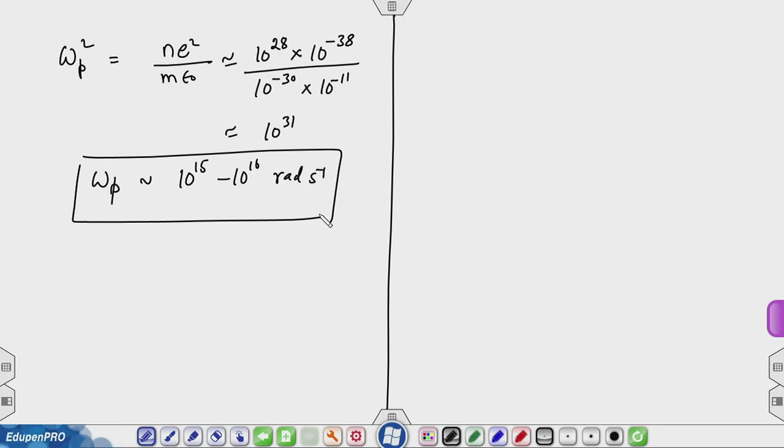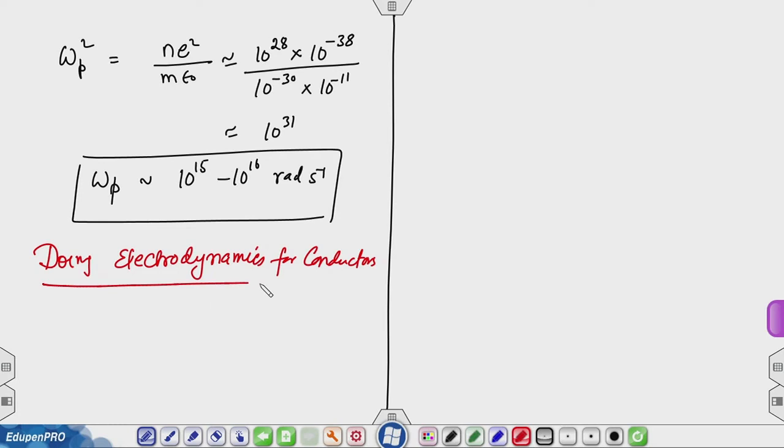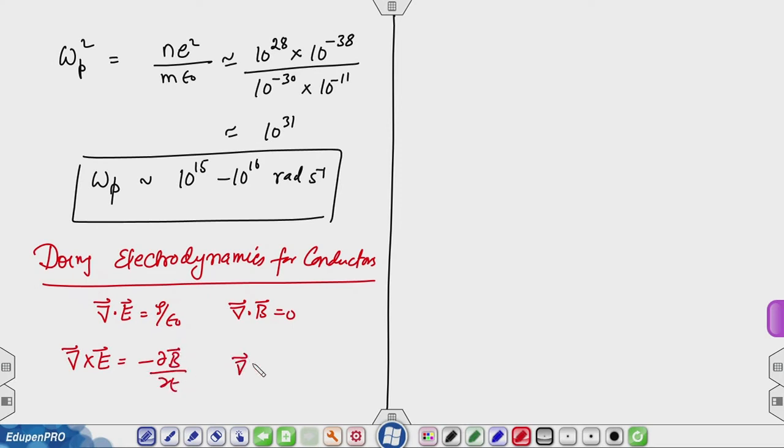All right, now let me show this in a slightly different manner, doing electrodynamics for conductors, and then you will see that these are really oscillations that can be sustained, and we will see how they are observed experimentally. So, if I want to do electrodynamics, I have divergence of E as rho over epsilon 0, divergence of B equals 0, curl of E equals minus dB dt, curl of B equals mu 0 j, which I will write as sigma omega E plus mu 0 epsilon 0 dE dt. I will connect this with plasma frequency.